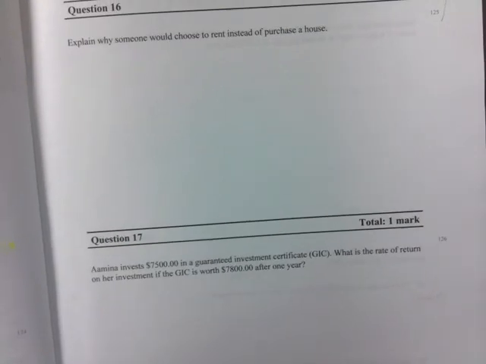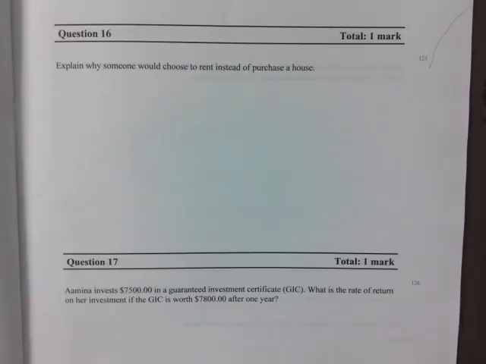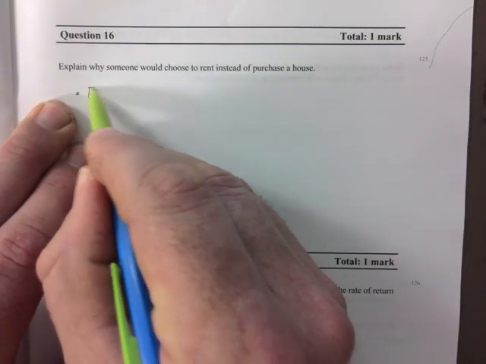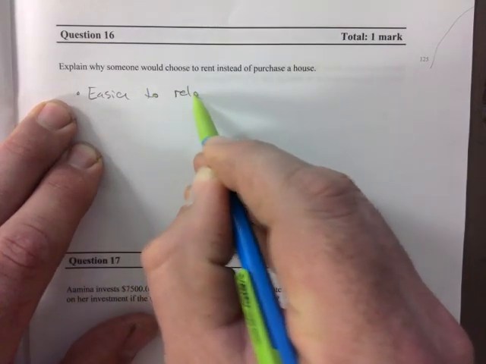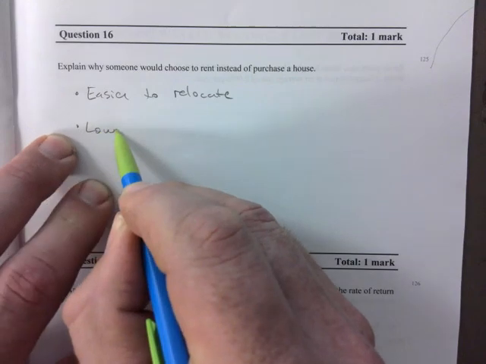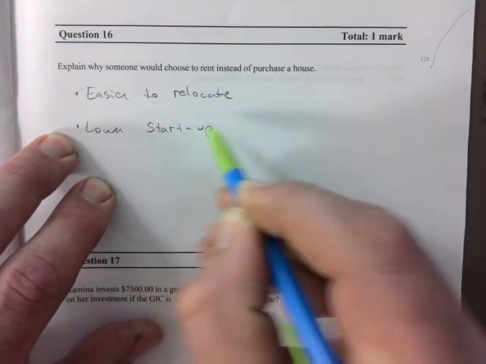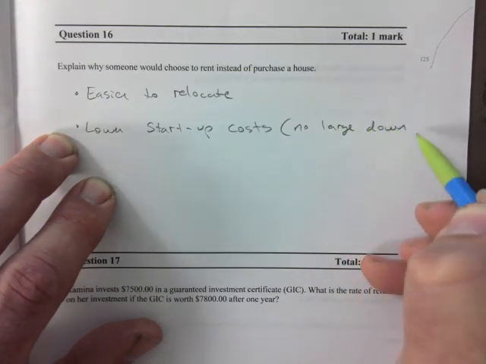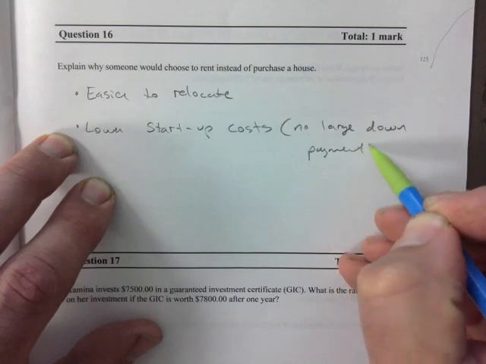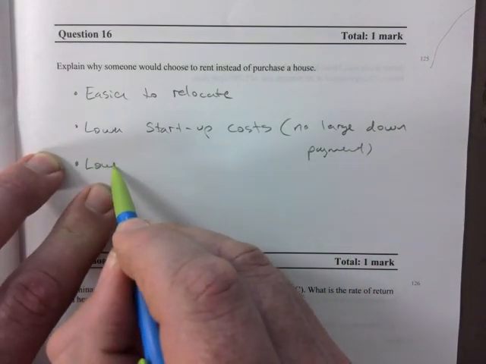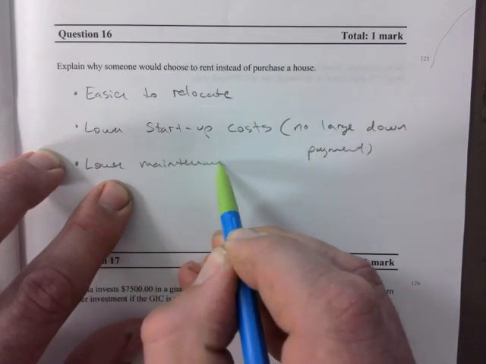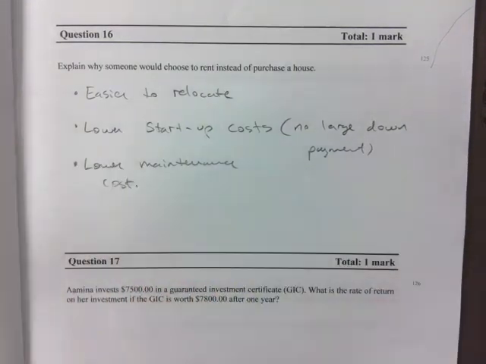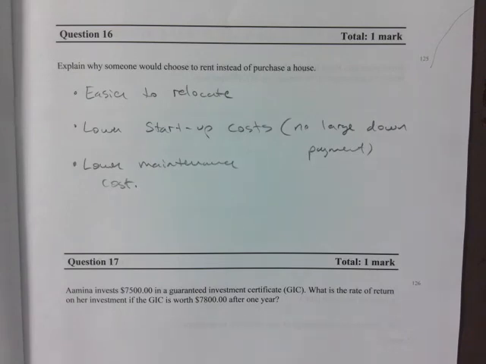Explain why someone would choose to rent instead of purchasing a house. Easier to move, to relocate, lower startup costs, no large down payment, lower maintenance costs. Don't give more than one and hope for the best. Just give the one that you know for sure applies to this scenario. So lower maintenance costs, things like that.